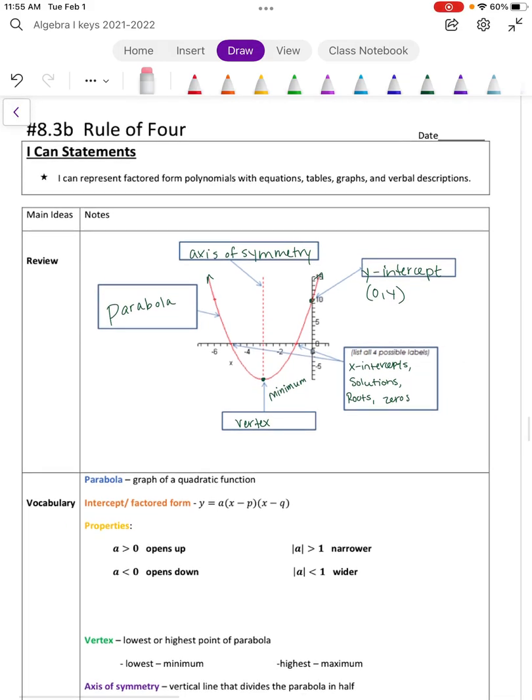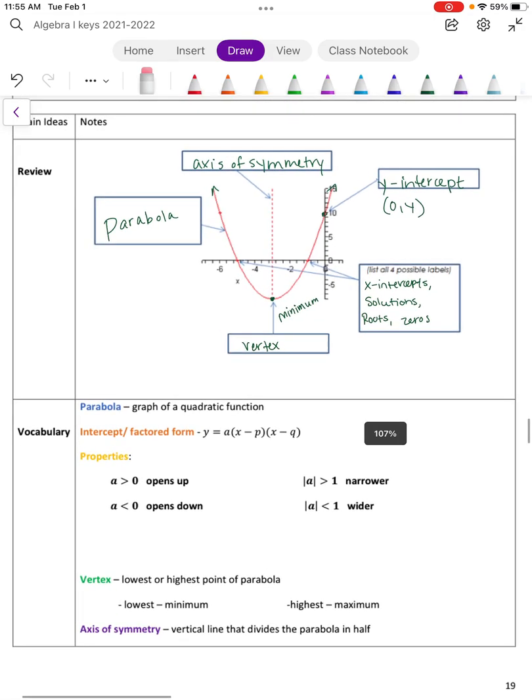Today we're talking about the rule of 4. So we're just looking at a table, a graph, an equation, and a verbal description of one parabola and comparing them to each other, seeing how they connect. So just a little bit of review.